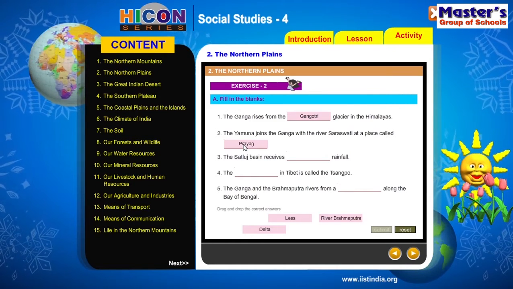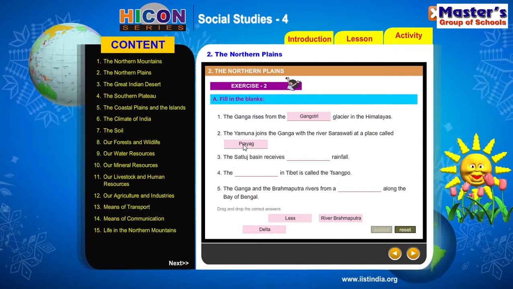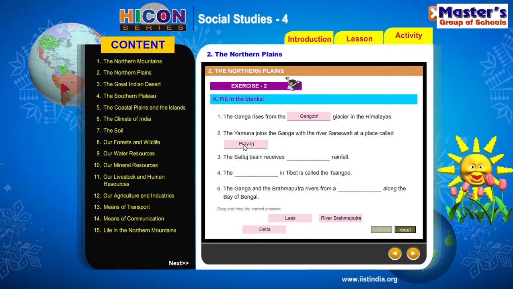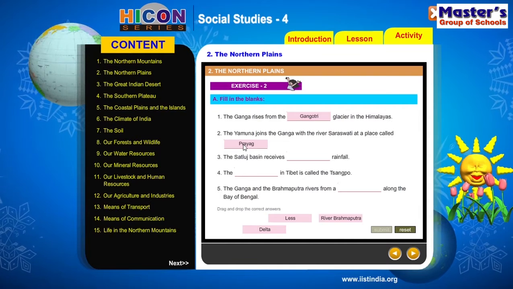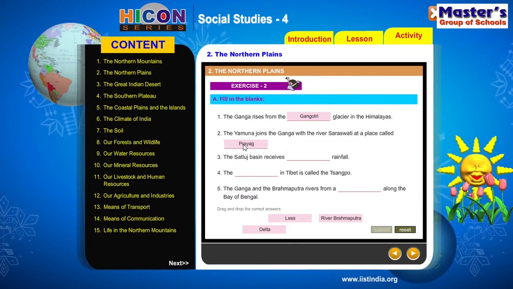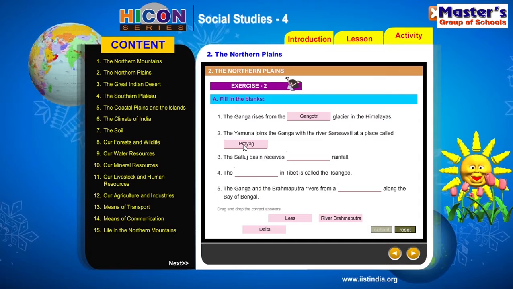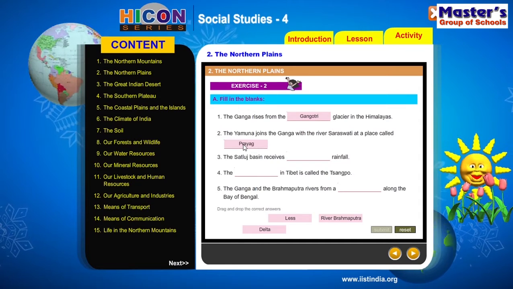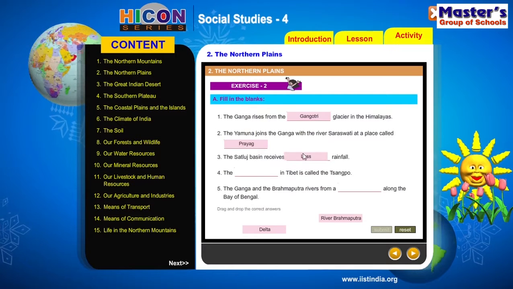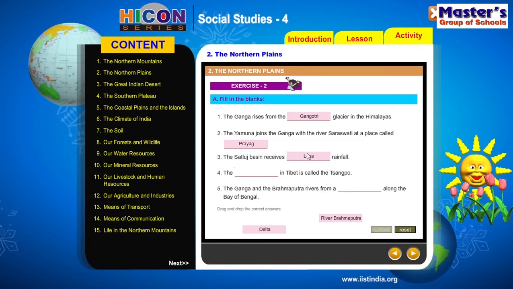Third one. The Satluj basin receives dash rainfall. Out of the entire northern plains, we have seen that the Gangetic basin receives good rainfall. The Brahmaputra basin receives the greatest rainfall, the highest rainfall. And the Satluj basin receives very less rainfall, isn't it? So what is the answer? Very less rainfall. The Satluj basin receives less rainfall.